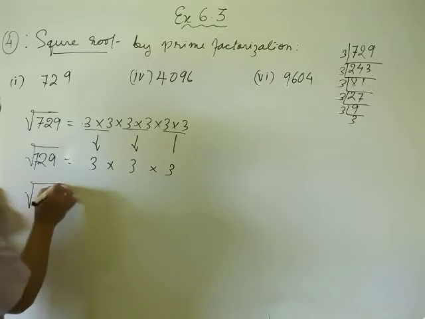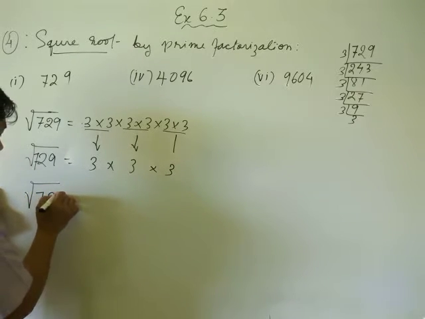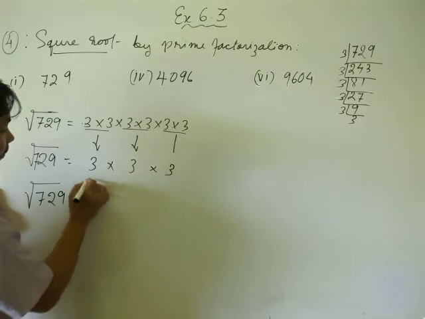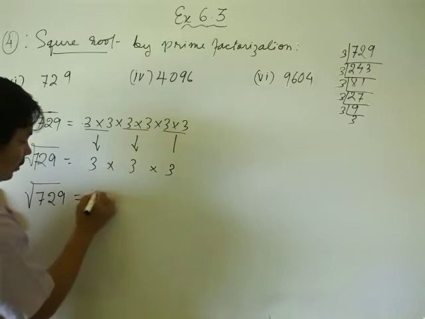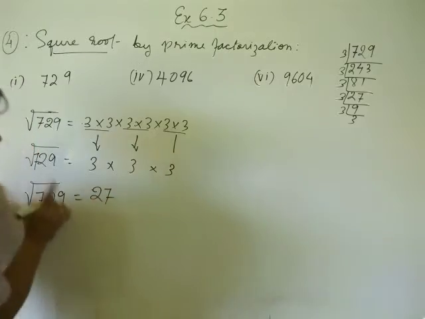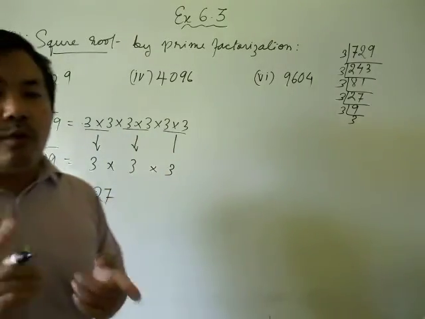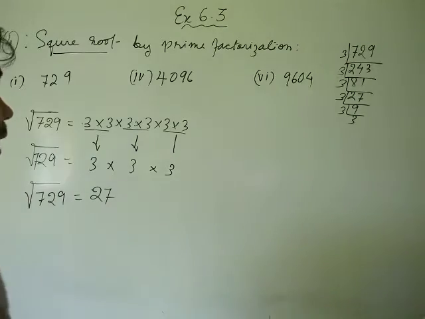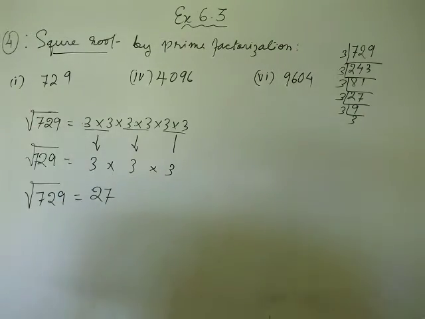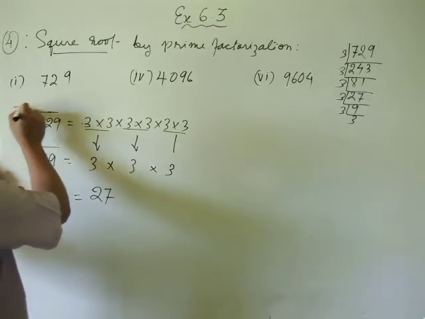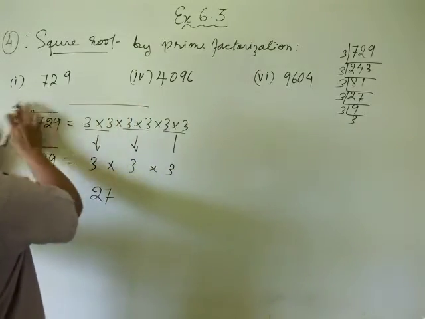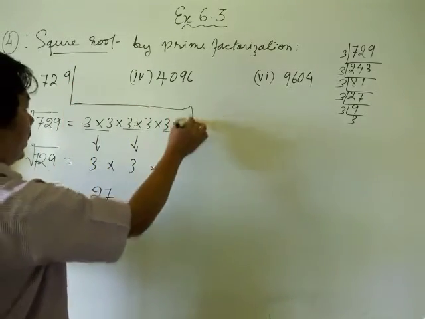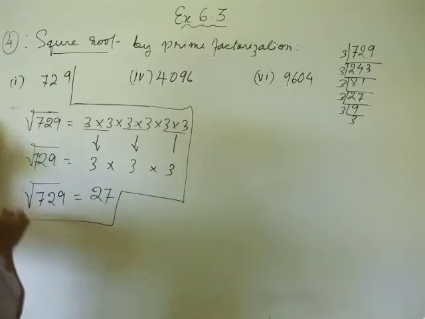Then how much are you getting here? You see, 3 3s are 9, 9 3s are 27, isn't it? So you get 27 here. So 27 is the answer. 27 is the square root of 729. So this is the answer we are getting by prime factorization. Yes, so this is the answer for number one here.